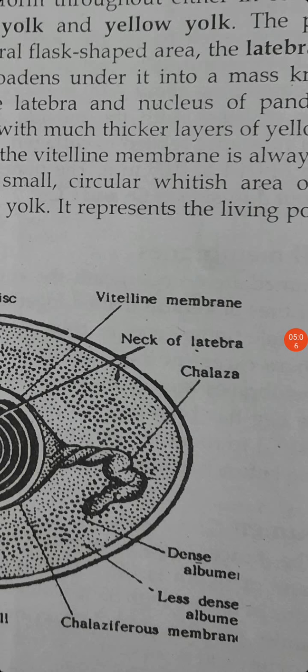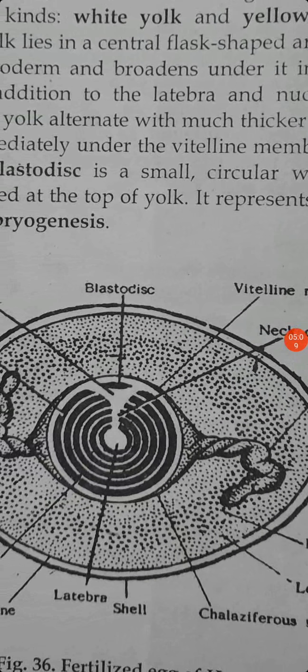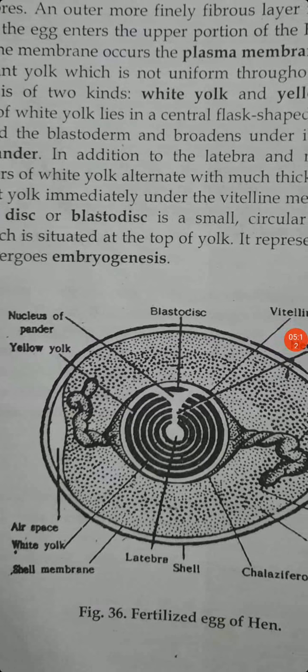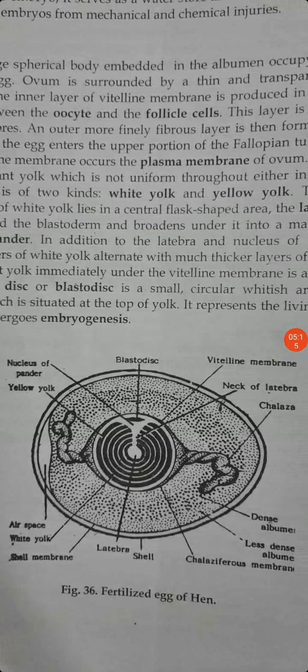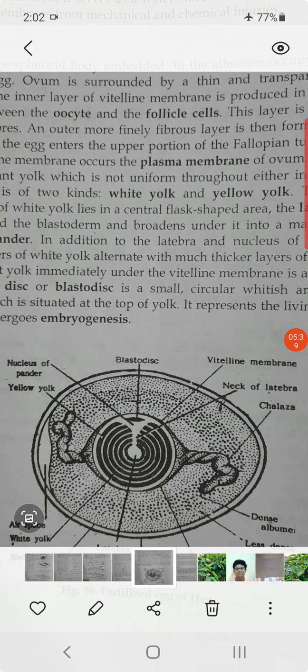Now, the main part, the ovum. Where you see this ovum, this is the complete inner structure of the egg. So, this is the fertilized egg. It is a large spherical body embedded in the albumin, occupying a central position of the egg. The ovum is surrounded by a thin and transparent vitelline membrane. See the structure. Blastodisc, and on the right side the vitelline membrane.